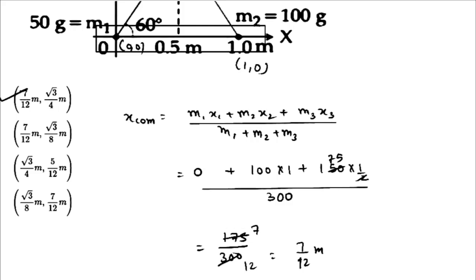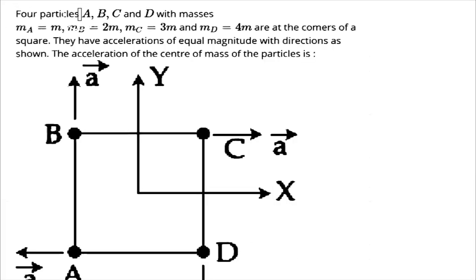Thank you. Hello everyone. Four particles A, B, C, D with masses m, 2m, 3m and 4m are at the corners of a square. They have acceleration of equal magnitude with direction as shown. Acceleration of the center of mass of the particles is what?